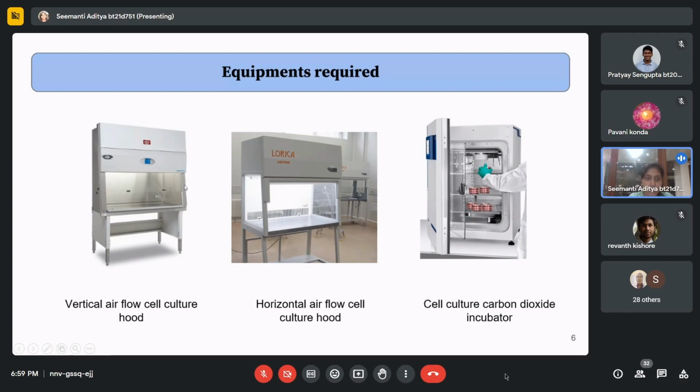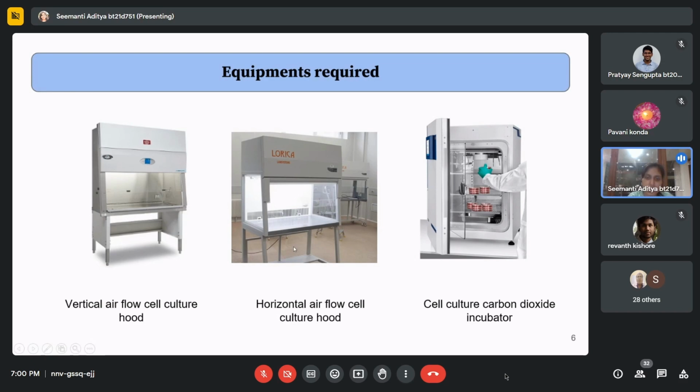But in case of vertical, you can use the entire portion of the hood. You can keep the chemicals or the tubes everywhere, and you have a lot of space to work with. So ideally, it is better to use the vertical one. But the problem with the vertical one is that its height is very high, so many times it does not fit the cell culture room. It is not very portable either. Once you have set it in one place, it has to stay there.